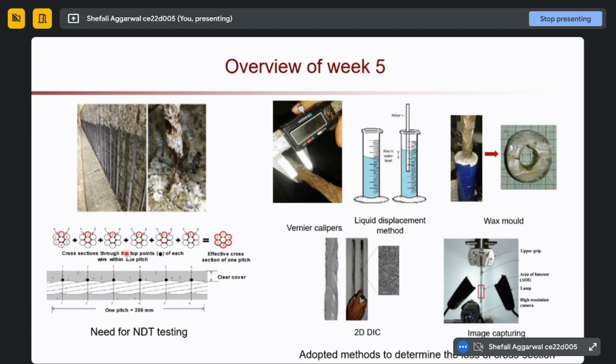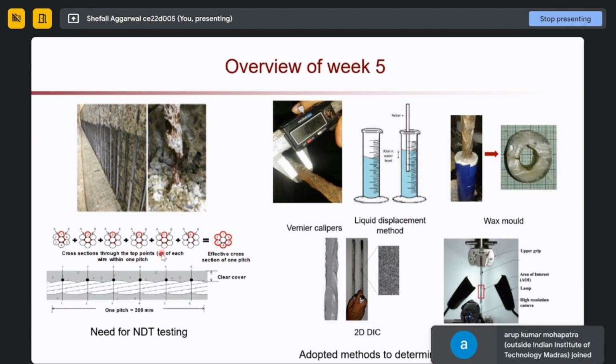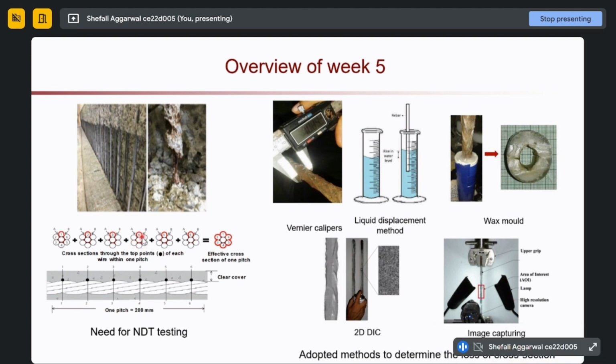And when it comes to prestressed concrete, the corrosion is more severe as compared to normal steel rebar, because we have already studied that the rust will accumulate inside the strands, and the volume expansion won't be much in case of a prestressed rebar. Therefore, there will be a sudden disruption causing a severe failure in case of prestressed rebar. So we need some NDT testing to know about the corrosion inside the concrete on the rebar surfaces.